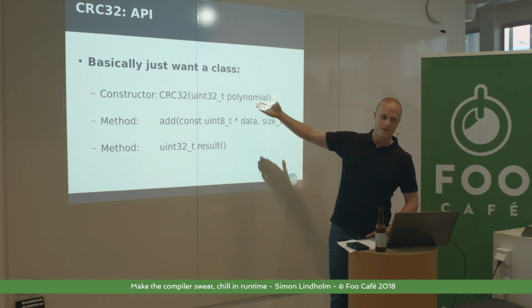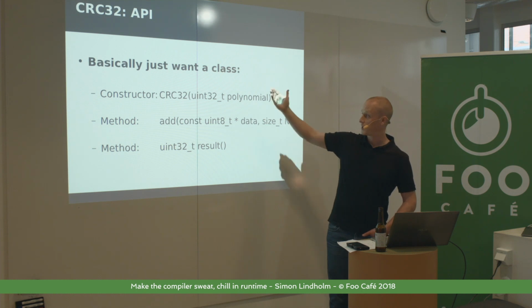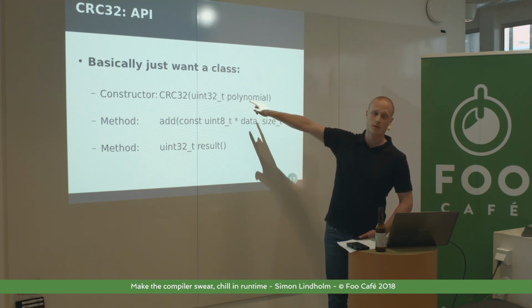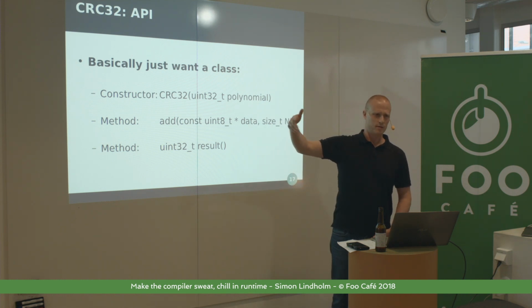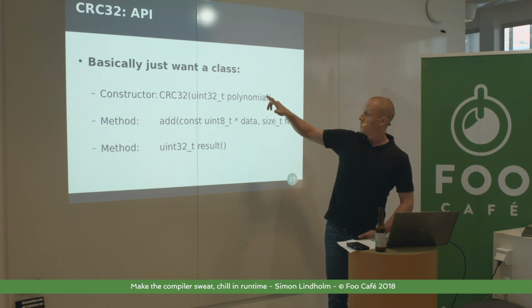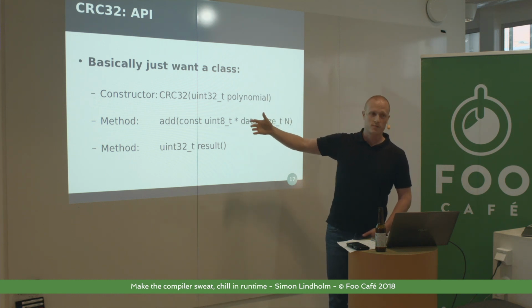The API for something like this is very simple. You just make a class. You have a constructor, which you will typically want to throw the polynomial into, maybe with a default value for it. I think the Ethernet standard is the most common one. Then you have a method where you just add some chunk of data to it.